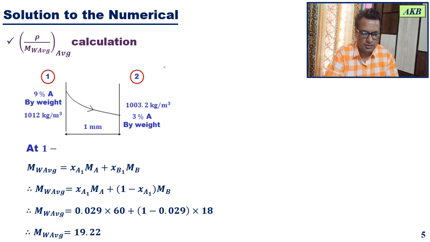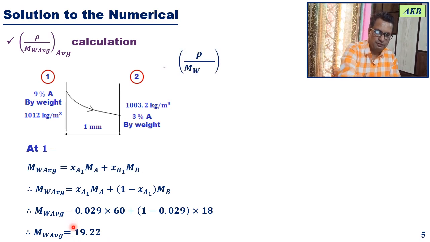Okay. So again, since there are two components, XA1 plus XB1 is 1, I hope you have understood. If you have any doubt, please mention that in the comment section. Okay, so you get the average molecular weight.